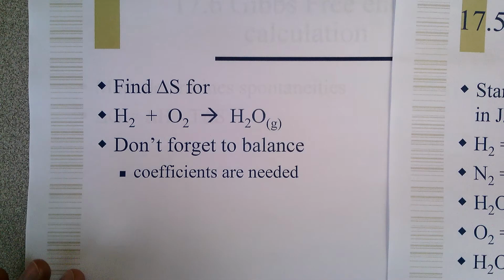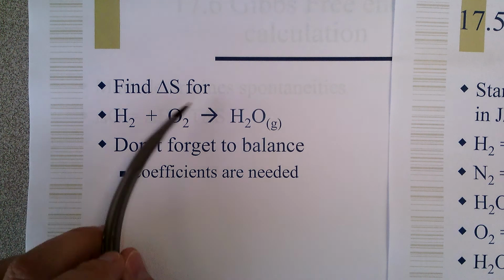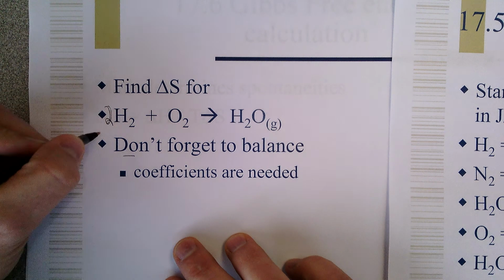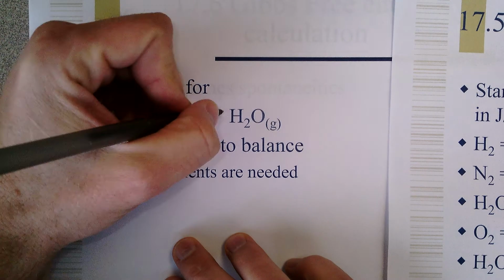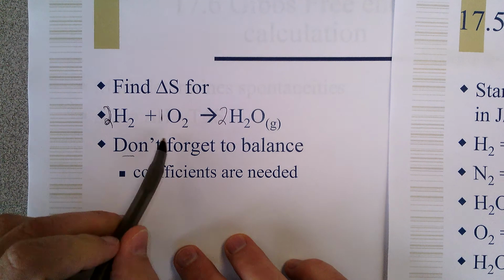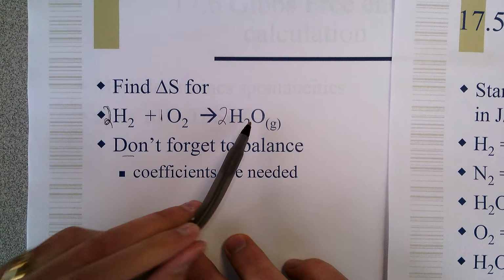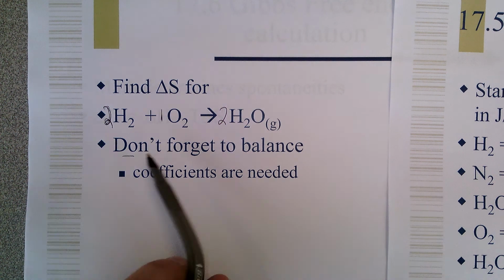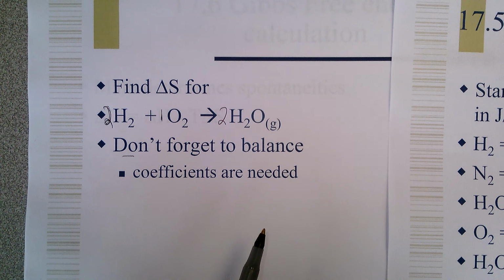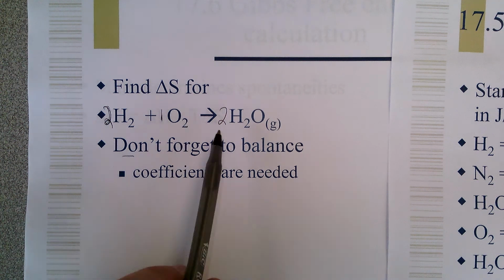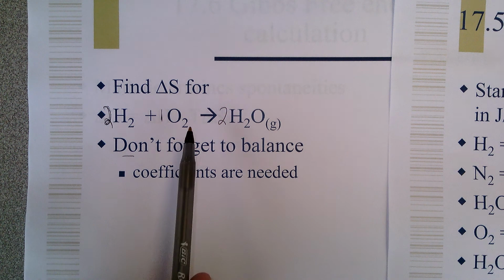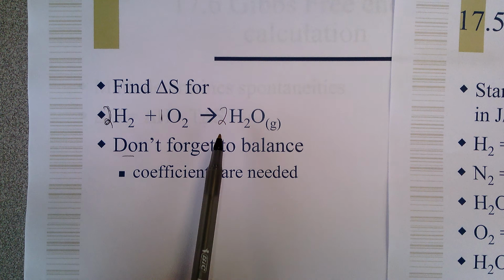So let's say they ask for a specific one. They want to know what's delta S for this reaction. Now, in general, don't forget to balance: 2 hydrogens and 1 oxygen to 2 water. So I'm going from 3 total elements to 2, but it's a compound kind of thing. So you might have a harder time saying, is this going to be a positive delta S or a negative delta S? Everything's a gas. We know it's exothermic, it releases heat energy, but is it getting less random or more random?